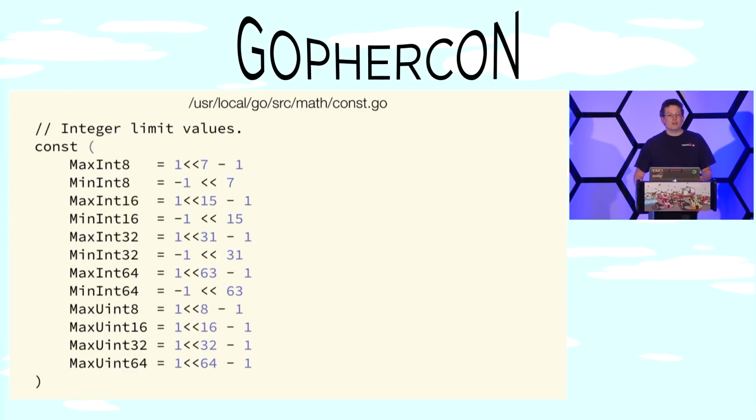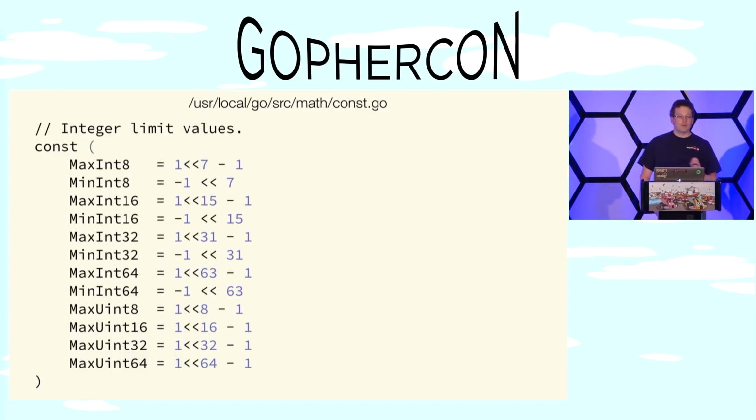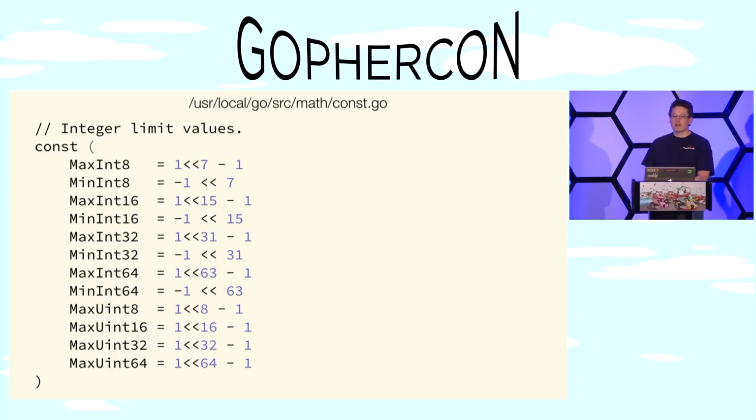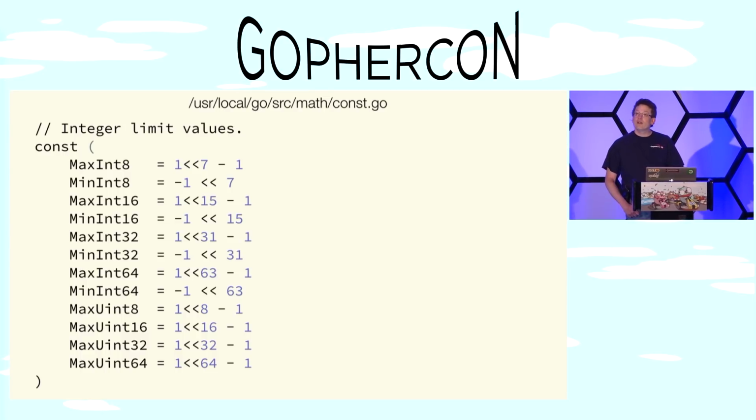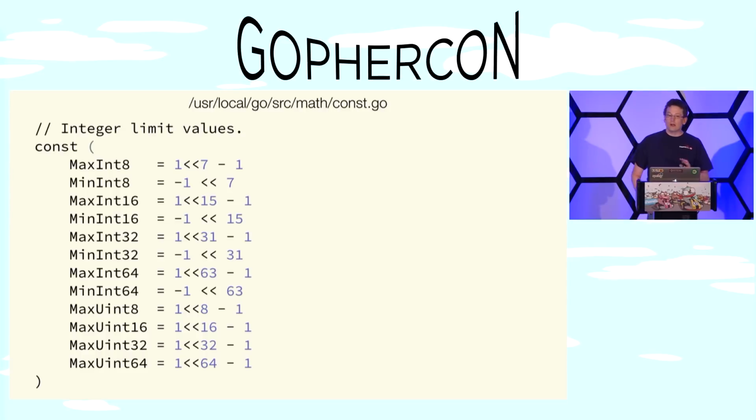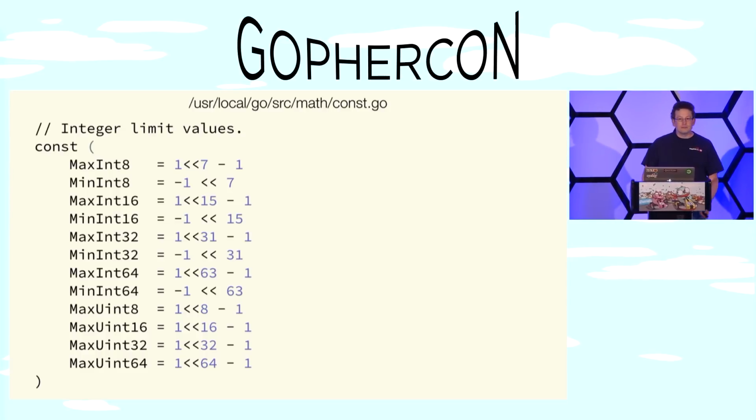So integer constants aren't just numbers or single character literals either. Go supports constant expressions which contain mathematical operators. And if you look at the definition of the various integer limits in mathconst.go, you'll see that they're actually expressions. And none of those constant values is specifically assigned a type. They can be assigned to a variable of any integer type in Go as long as the type is big enough to hold the value.